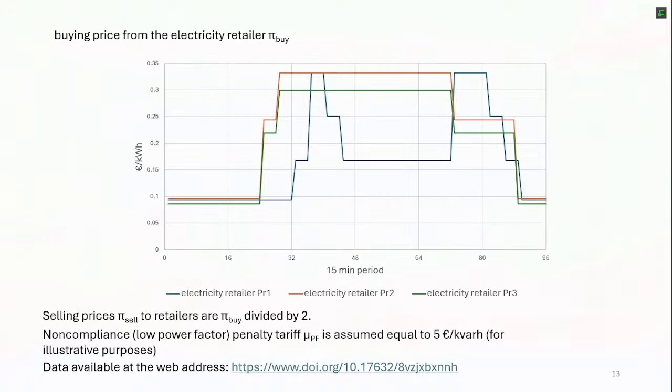Now, these are the profiles of the prices that we have considered. There are different tests.